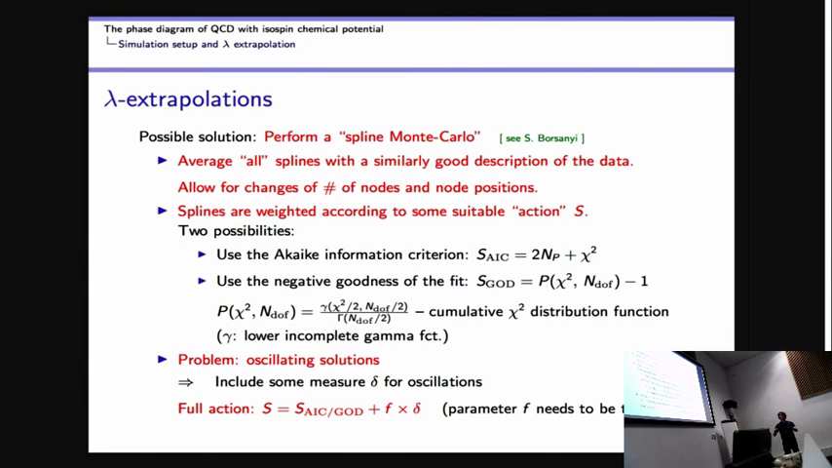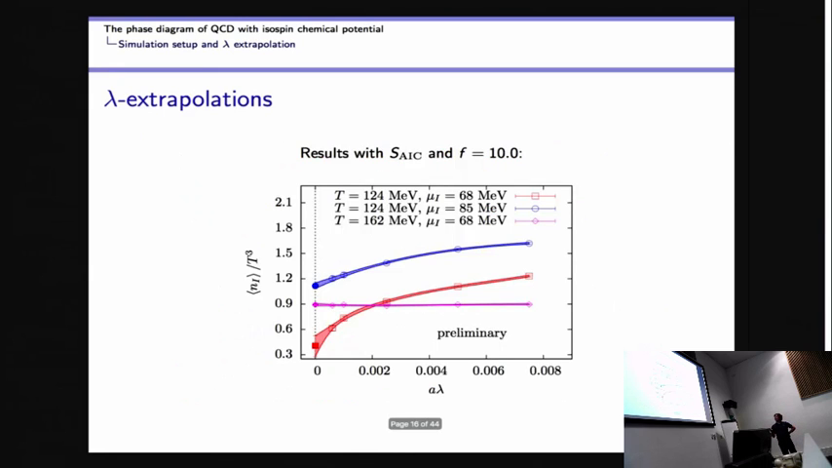So we want to allow for curvature in the fit. So f needs to be tuned such that you are in a region where your result does not really depend on the value of f, but you are still far from the region where it suppresses every curvature in your fit. And when we use the Akaike information criterion, and for our choice of delta, of course, then we found that f equals 10 is a rather good choice.